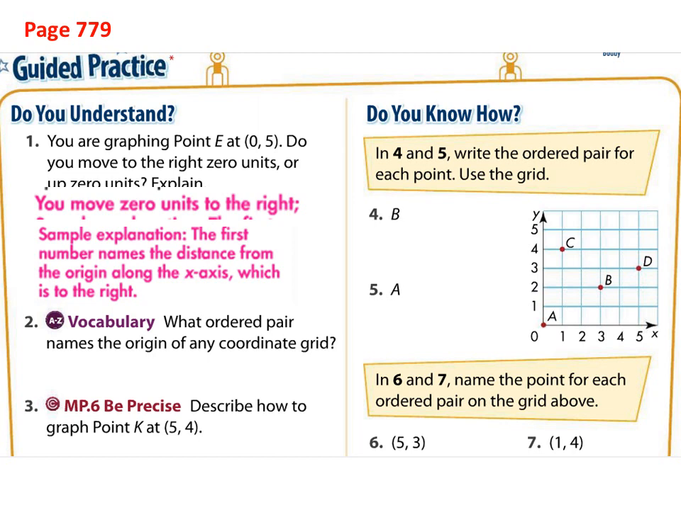Question 2. Stop the video, do it, and come back again. Have you finished? Yes? What ordered pair names the origin of any coordinate grid? As we said, the origin is 0 and 0 because the origin point is the intersection point of the x-axis and the y-axis.